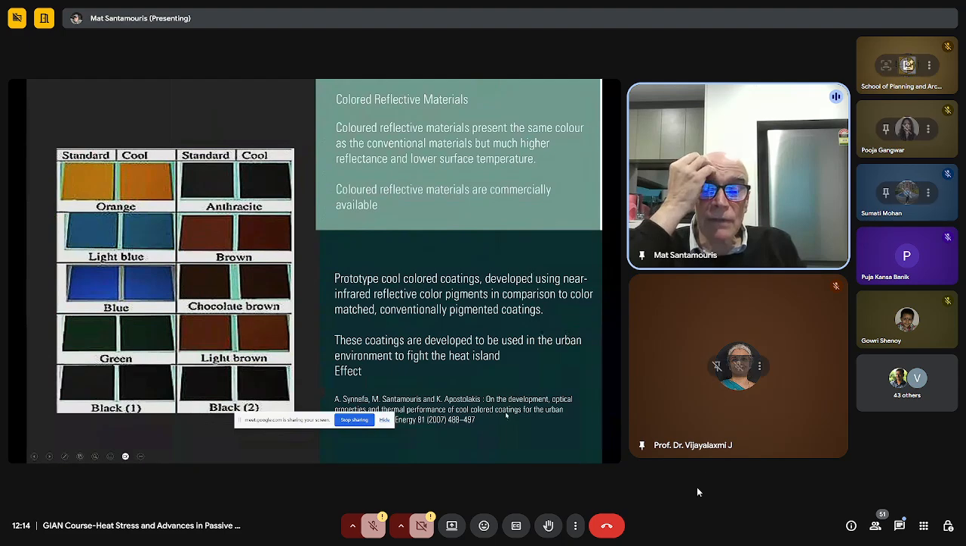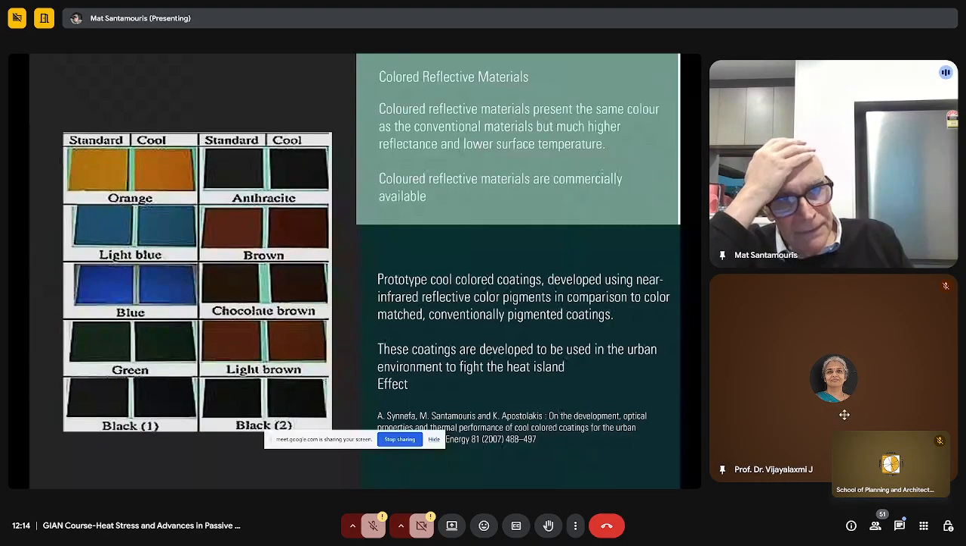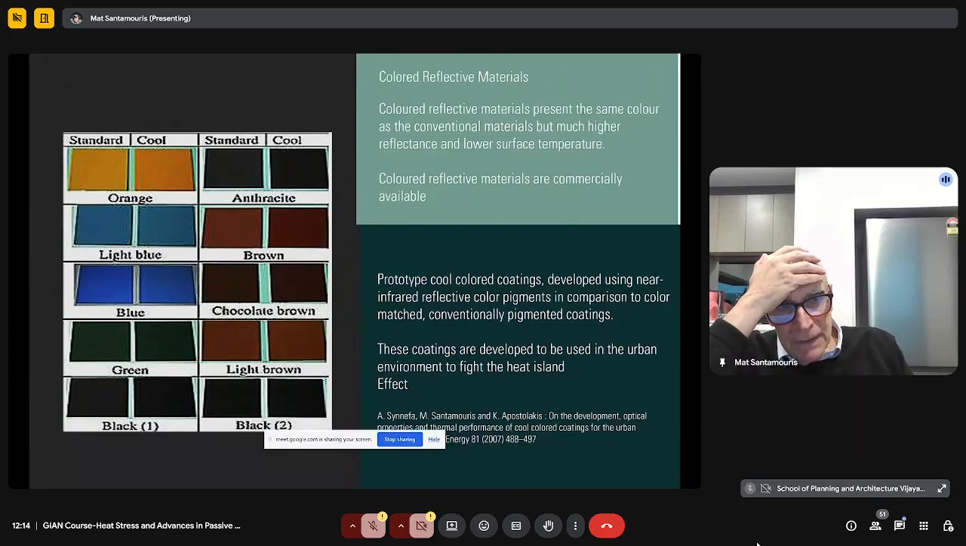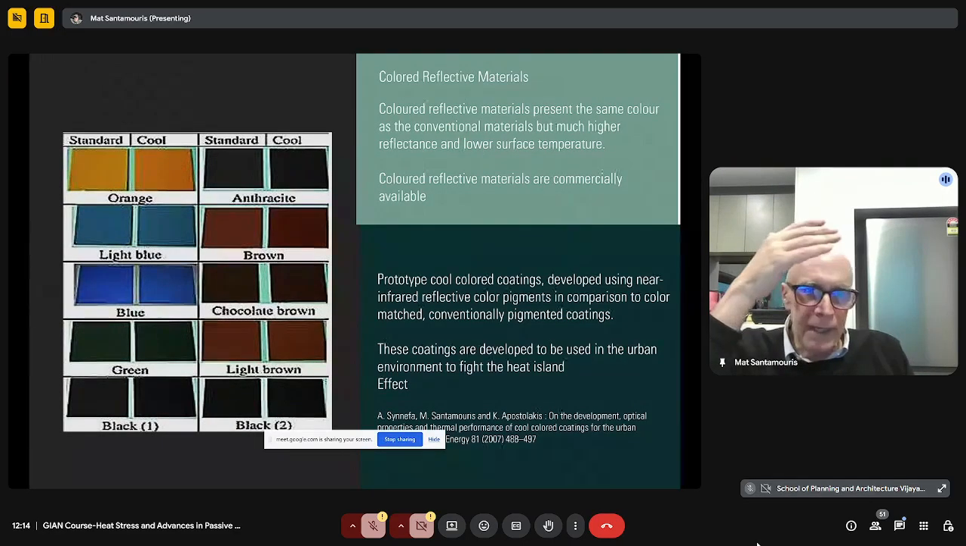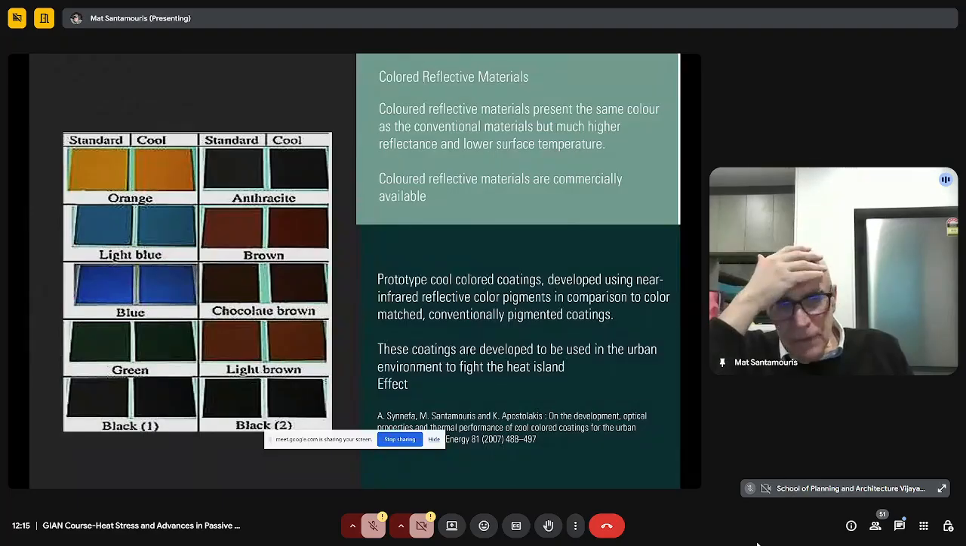So we move to the second generation of materials. Reflective materials which present really low temperature. These are the cool colored materials. You see, for example, materials of standard, conventional fabrication at the left, and the cool materials, the reflective materials, at the right. They have exactly the same color. Why? Because we don't change the optical properties in the visible. If we don't change the optical properties in the visible, we don't change the color.